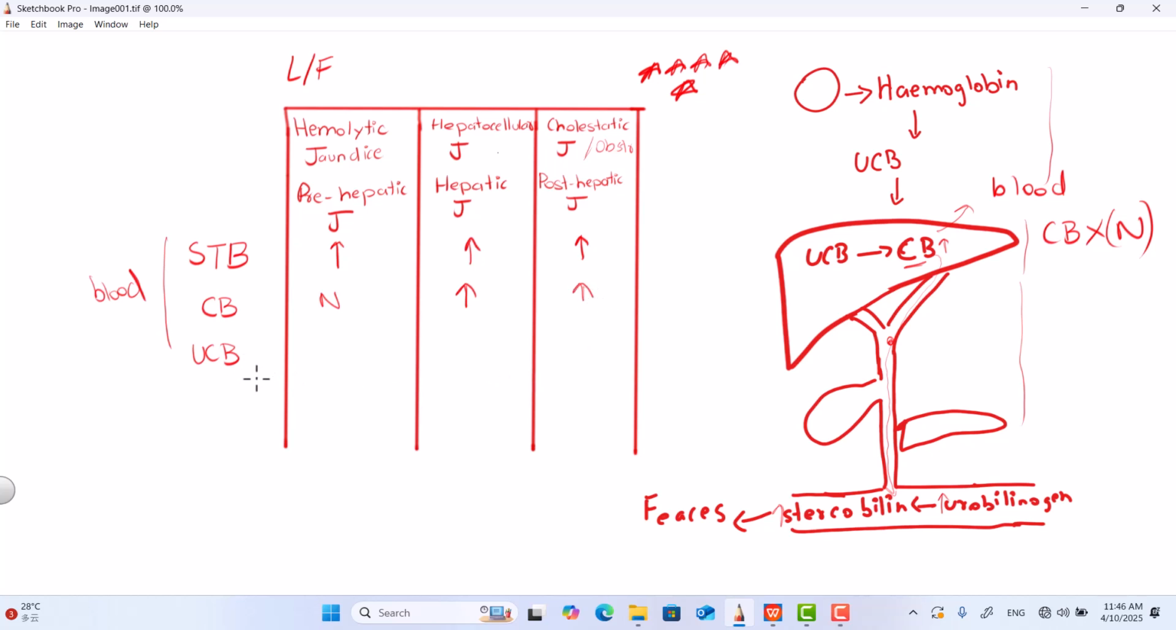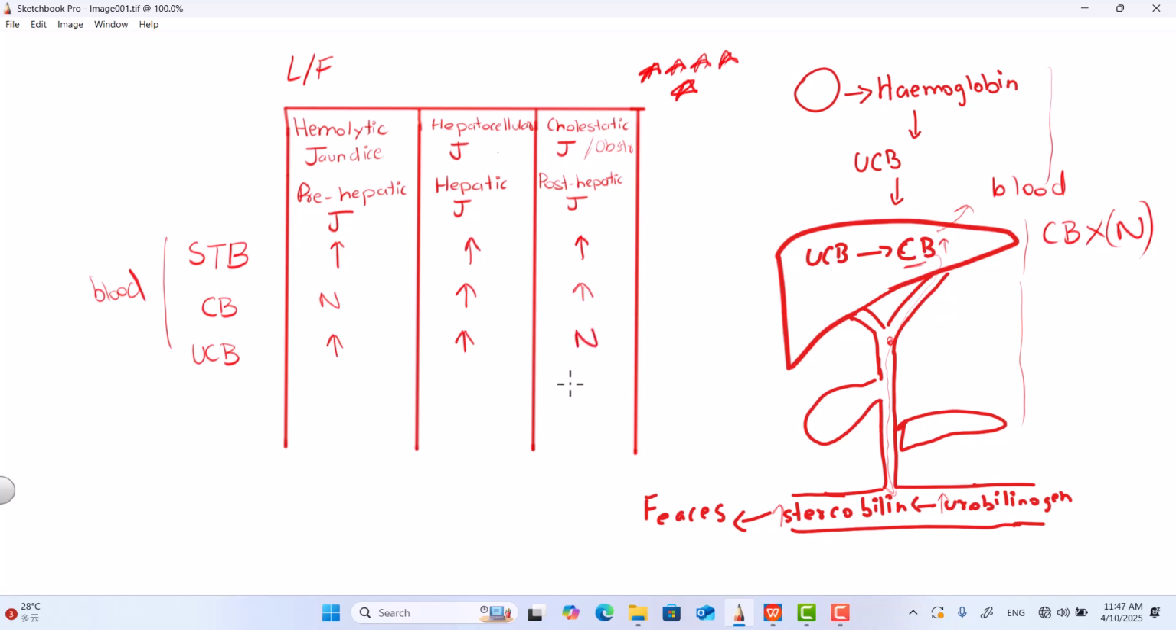About unconjugated bilirubin: here we are clear that there is excess breakdown of red blood cells, due to which we have an increase in our unconjugated bilirubin. And in hepatocellular jaundice, we know the liver is unable to convert unconjugated bilirubin to conjugated bilirubin due to liver disease, so we have an increased amount of unconjugated bilirubin. And in cholestatic or obstructive jaundice, we have no problem with unconjugated bilirubin. Unconjugated bilirubin is normal. The problem is that we are not able to excrete the conjugated bilirubin. So this is going to be normal.